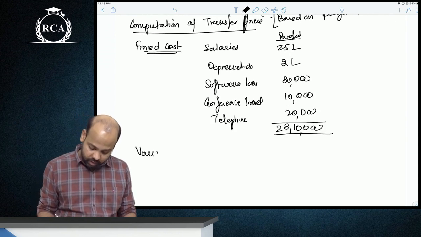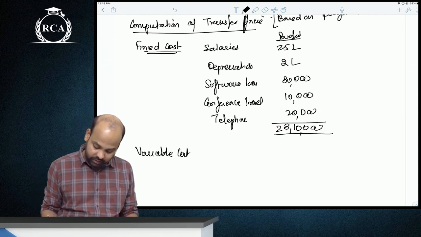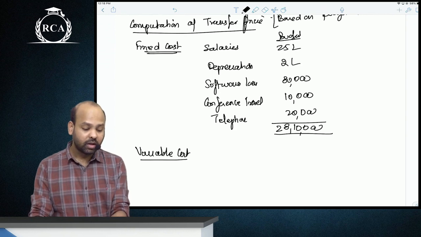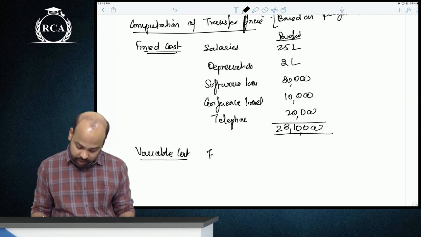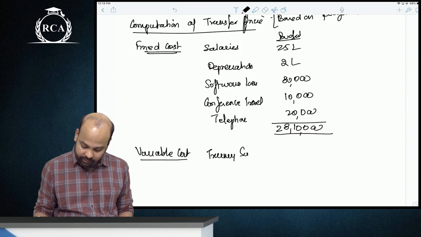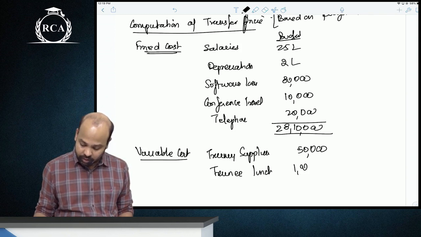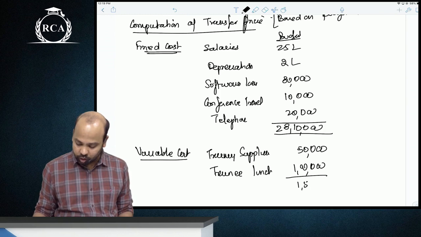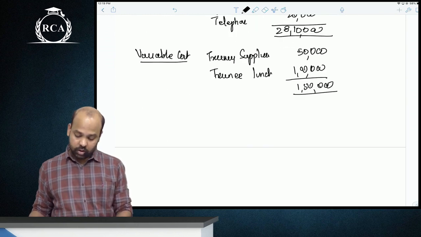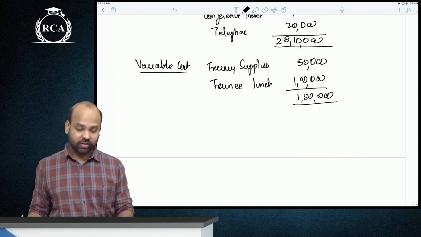Your variable cost is training supplies, which would be a variable cost, budgeted 50,000. Trainee lunch, 1 lakh rupees. I'll give you time to copy. Total 1,50,000. So we have segregated fixed cost and variable cost.